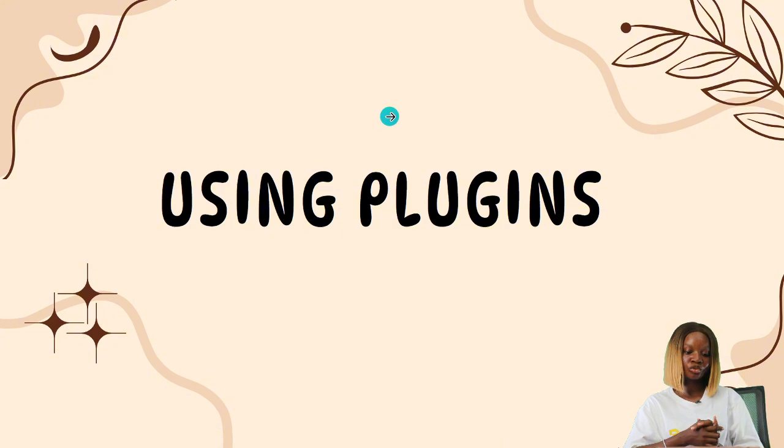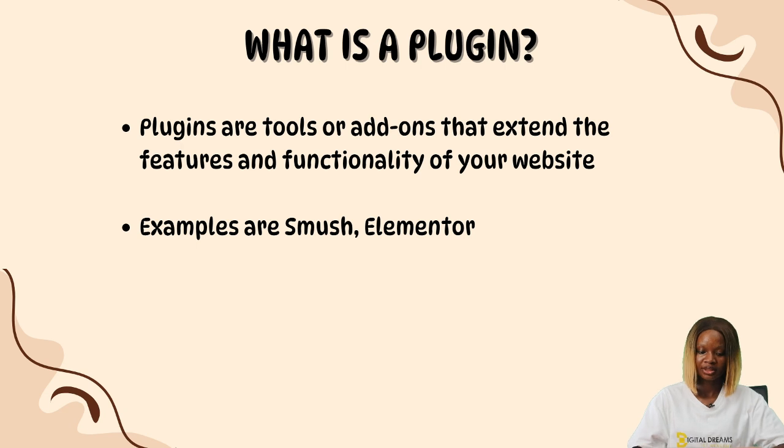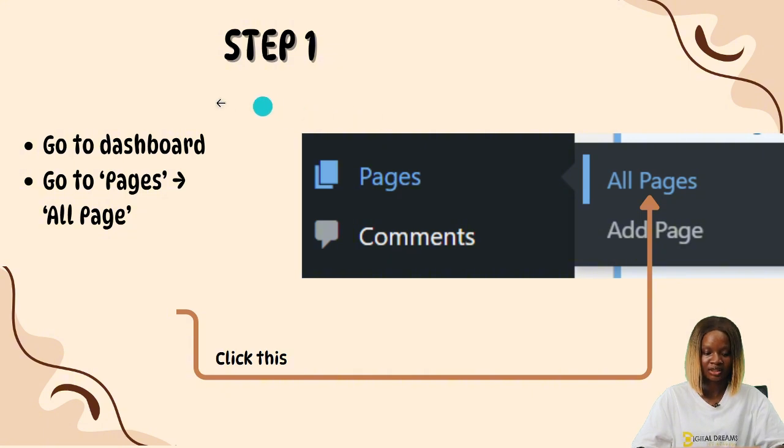Now we've seen how to embed media and add the photo gallery. We're going to be using plugins now. So what are plugins? They are tools or add-ons that extend the features and functionality of your website. Examples are Smush and Elementor. So like we already learned, we have to go back to dashboard. Once you've installed them, you go back to dashboard to use it.